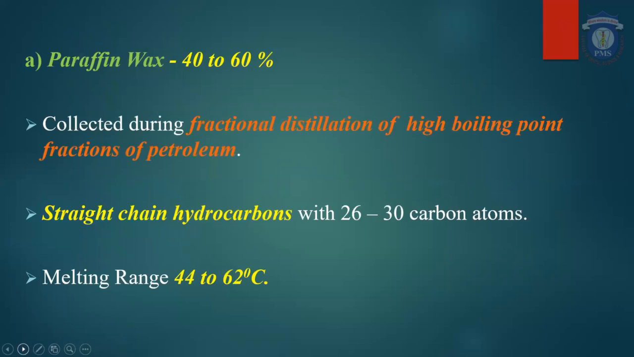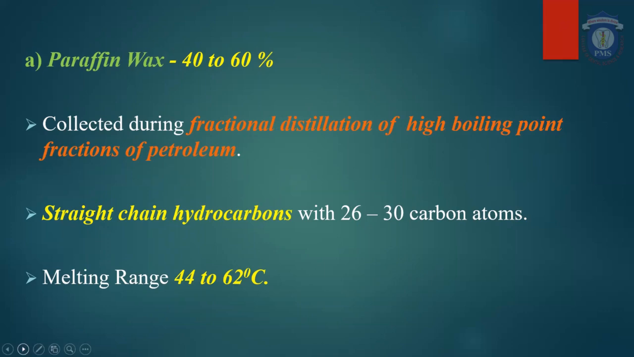so as I told earlier, in most waxes used for dental applications, paraffin wax will be found as the major component or the base. Okay, that is mainly 40 to 60%. Okay, 40 to 60%. And what is the source of this paraffin wax? So paraffin wax is collected during the fractional distillation of petroleum. Okay, it is collected from the high boiling fraction during the distillation of petroleum, and they are mainly straight chain hydrocarbons with 26 to 30 carbon atoms.